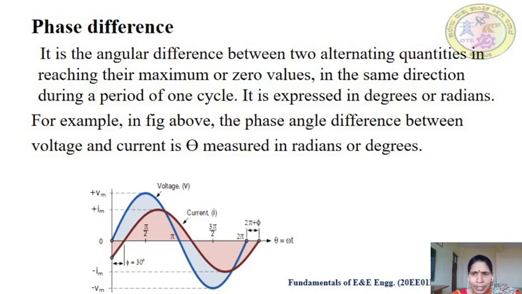and all these are expressed in degrees or radians. For example, in the figure shown below, the phase angle difference between voltage and current is 5.